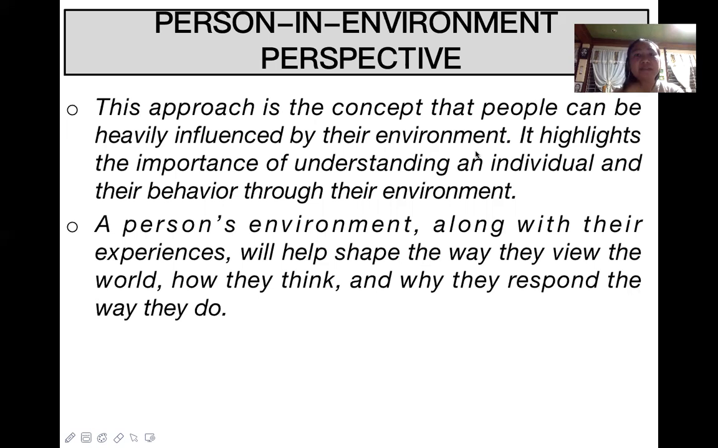Another perspective is the person and environment, which is a very important concept in social work. You will be meeting this type of concept as you continue to learn about the profession, and of course, in your actual practice when you work later on. This approach is the concept that people are actually being influenced by their environment, but in the same way, we also get to influence the environment. In this perspective, we highlight the importance of understanding the individual and their behavior through the environment.